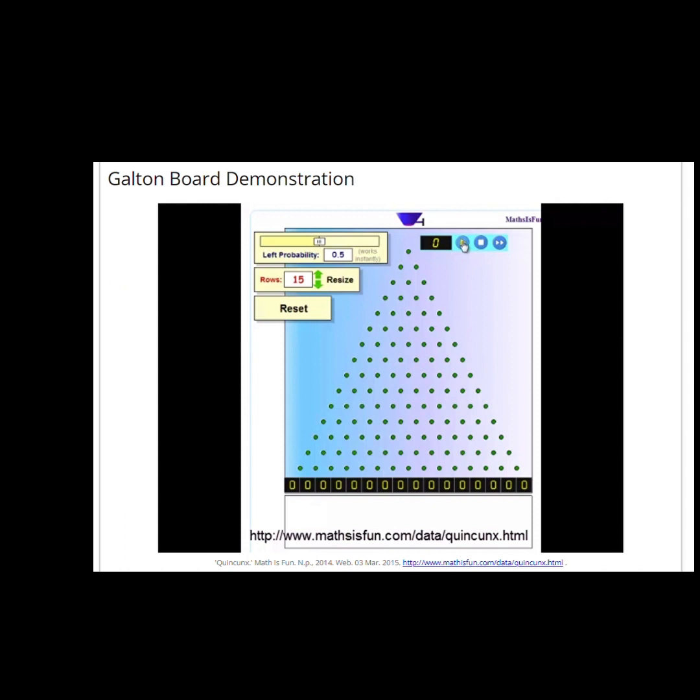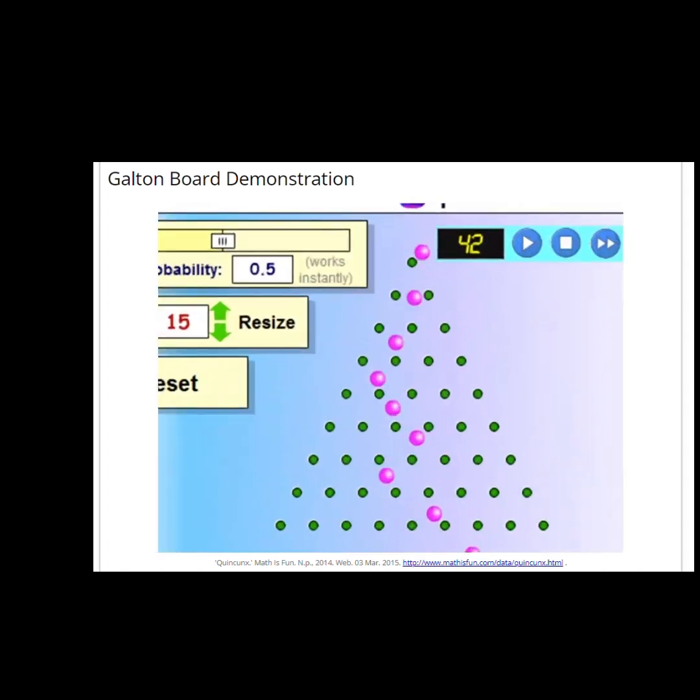This is an example of what's often referred to as a Galton board, or a ball drop experiment, or a quincunx, in which balls are dropped from the top of the board, and they pass through several layers, up to 10 to 15 layers, and on hitting a pin, they determine whether to move to the left or the right. This particular version is found at mathisfun.com.